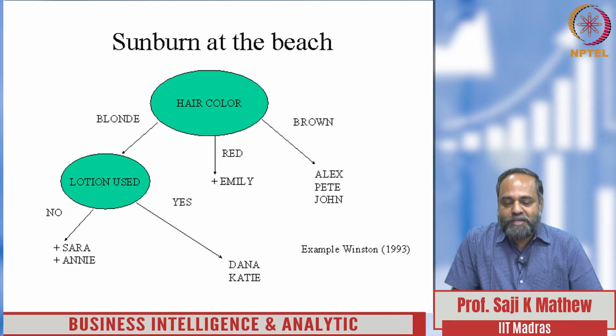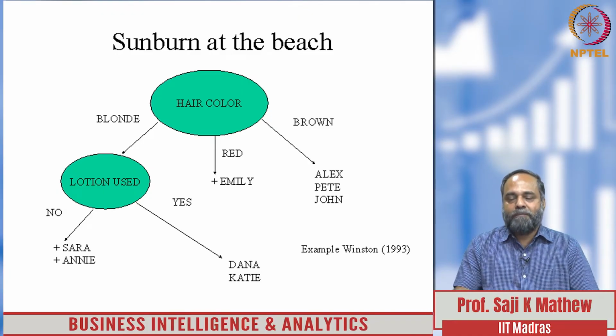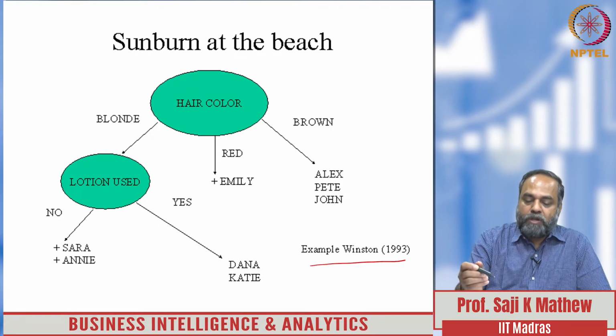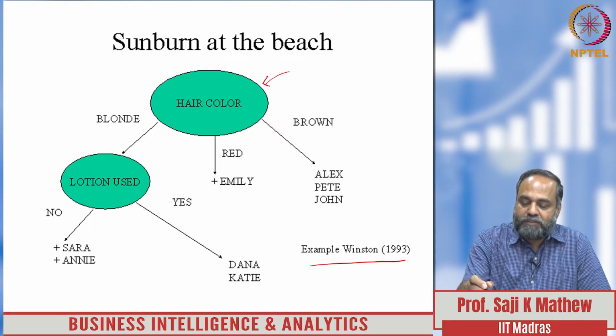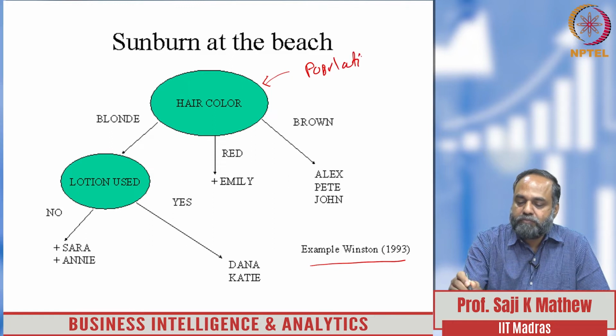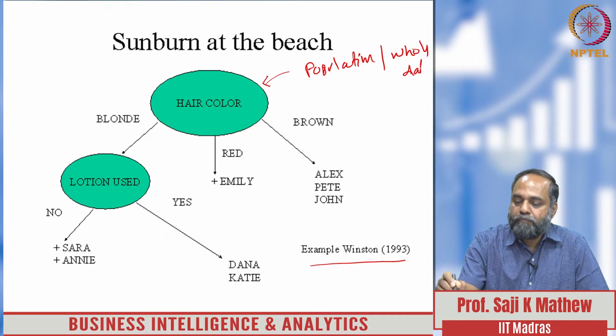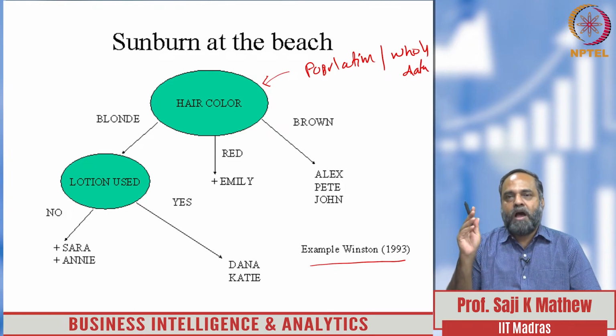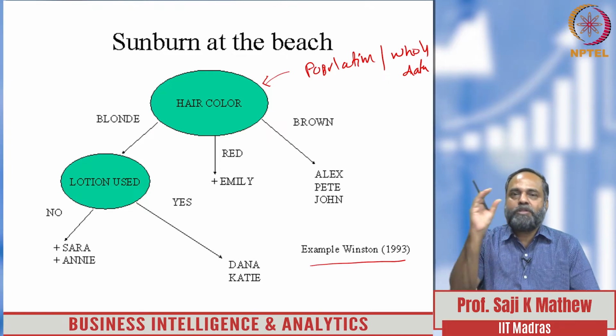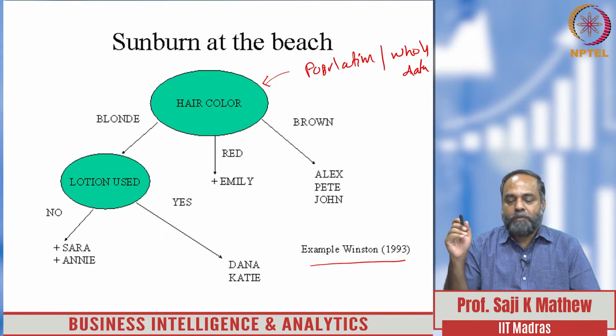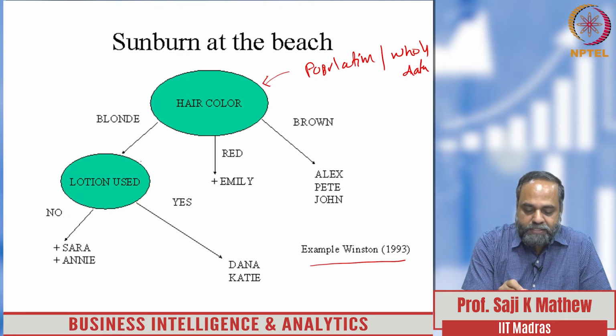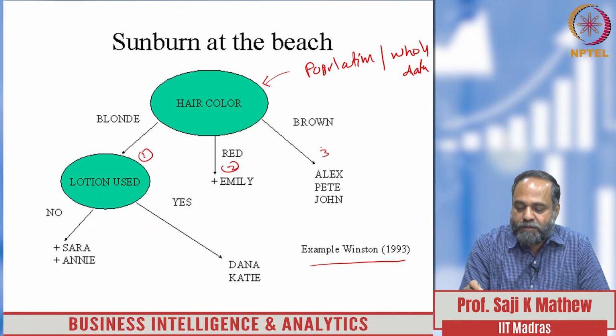Now, whatever we attempted to do, if you try to visualize it, it can be visualized something like this, as shown in this slide. Again, I am referring to Winston's book. So where do we start? We start with the whole population, the whole data. When we begin our analysis, we start with the whole data set, in this case a data set of 8 records. Now, we first split that data set into 3 subgroups. This is 1, this is 2, and this is 3.